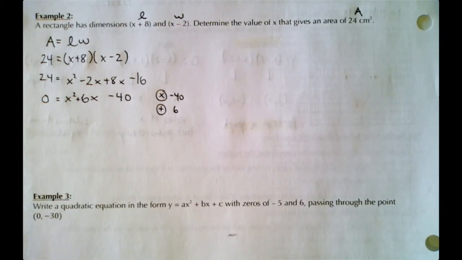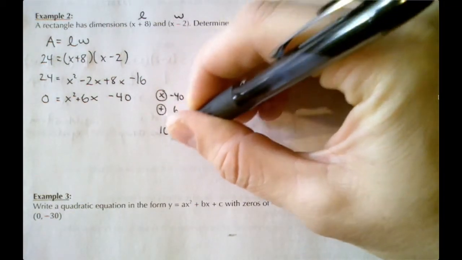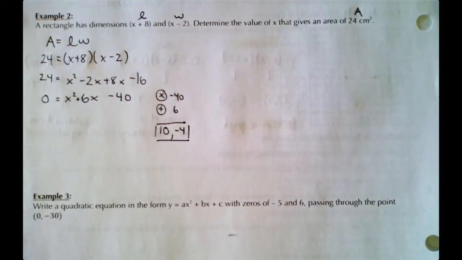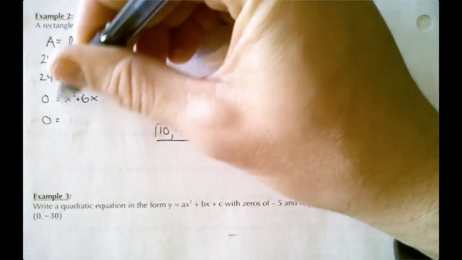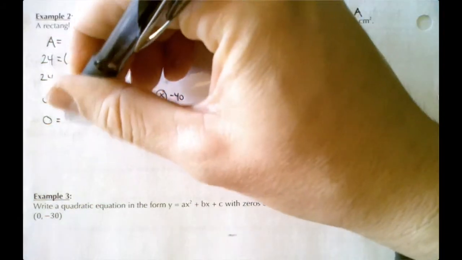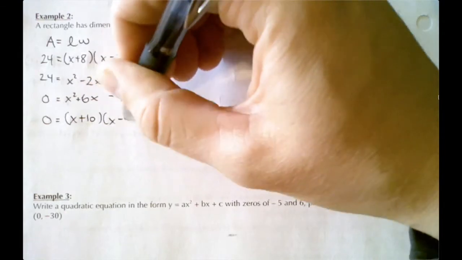The numbers that multiply to negative 40 and add to 6 are 10 and negative 4. Congratulations if you came up with 10 and negative 4. We can use these numbers to write our factored form. Since this is just an x squared term, we can factor this like a simple trinomial. We don't have to use decomposition. So we can go right to our brackets, x plus 10 and x minus 4.